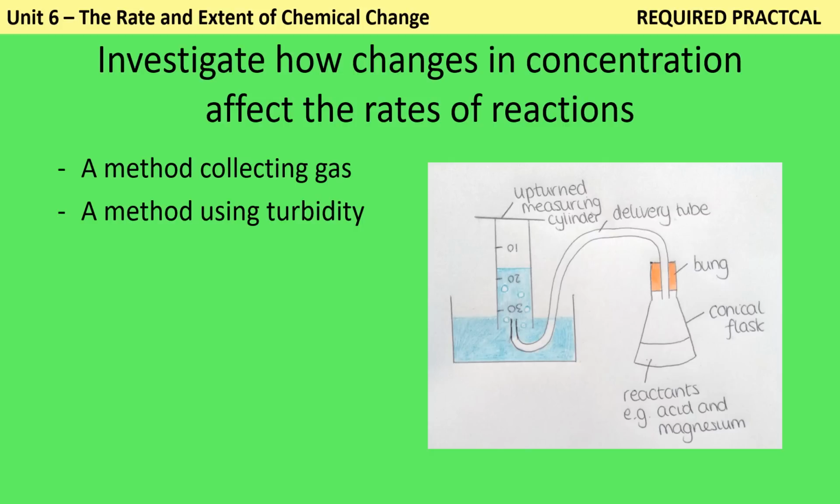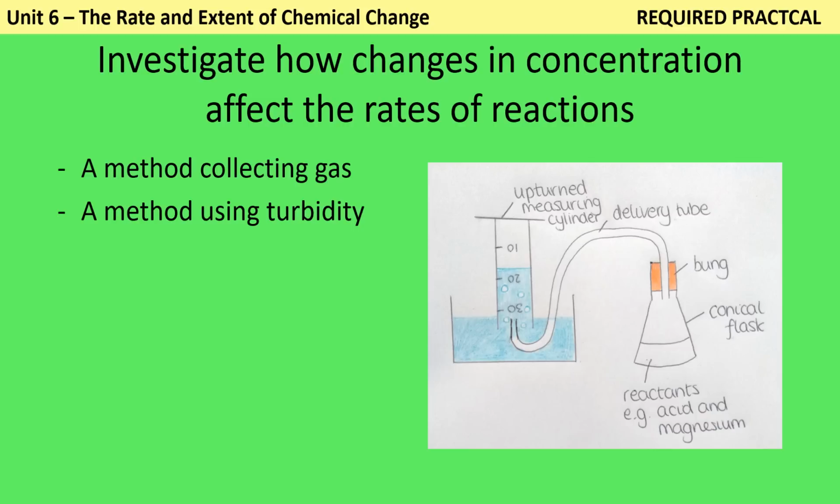For each one of these, we need to be measuring the amount of gas that's produced in a certain amount of time. There are two ways you can do this. Either you can collect gas over water by using an upturned measuring cylinder full of water, so as the gas is produced, it pushes the water out and you can read off the measuring cylinder how much gas has been made. Or you can use a gas syringe, which is a little bit easier, but also they tend to be quite expensive and lots of schools don't have them available for use.